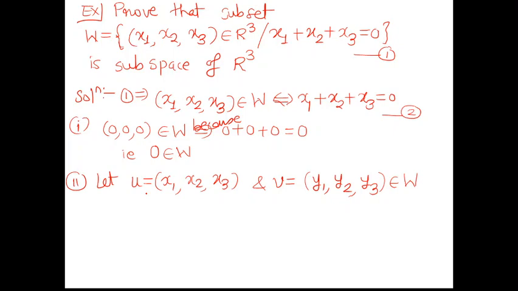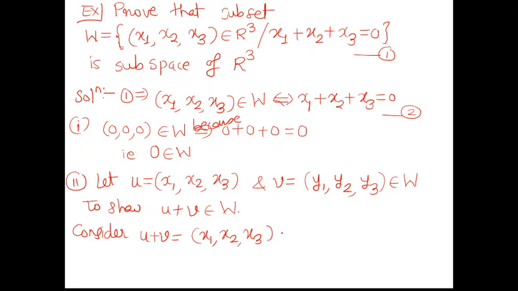What is that? u and v. Our aim is to show that u plus v belongs to W. For this, first of all, we will obtain u plus v. As per notation, u is the triplet x1, x2, x3, and v is y1, y2, y3. This is what we have.